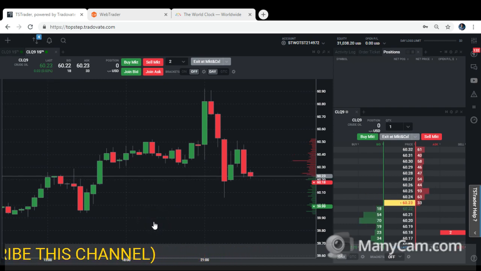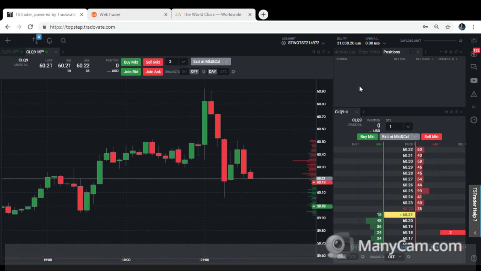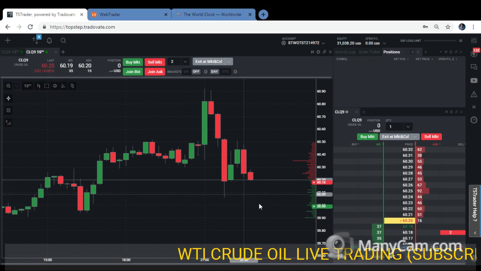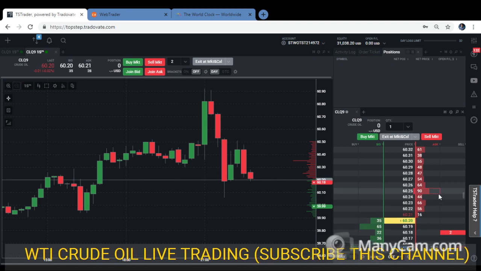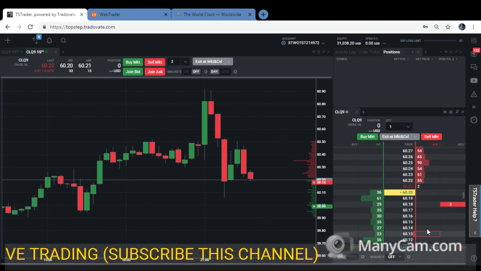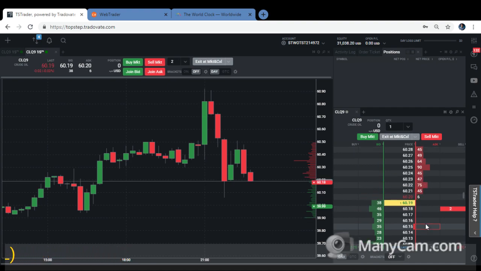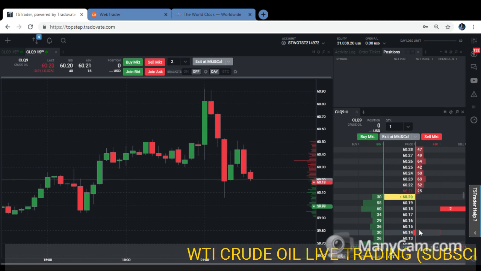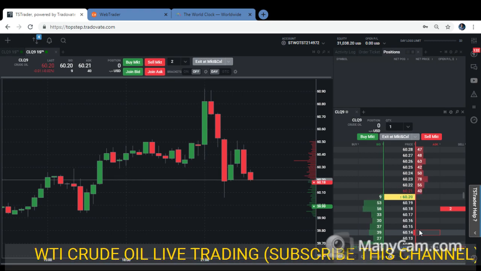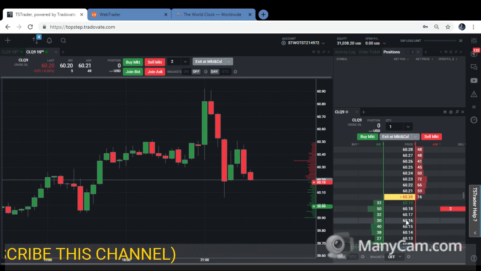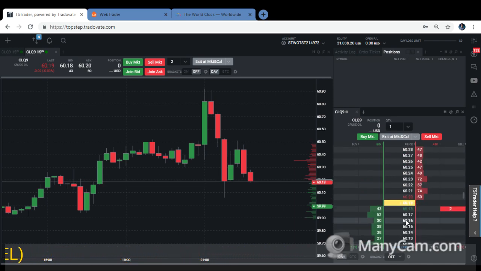Okay, now 60.22. This is the lowest so far for the last 30 minutes. So 60.20. We are about to enter the market. So let's wait. Now 60.20. If the price hits, then it will be much faster. Now 61.9. Let's focus on the volume here. I really hope that there is a spike on the market.